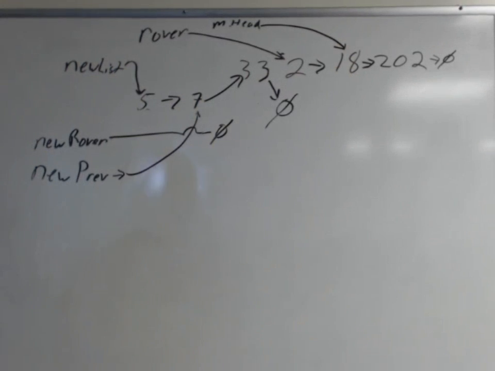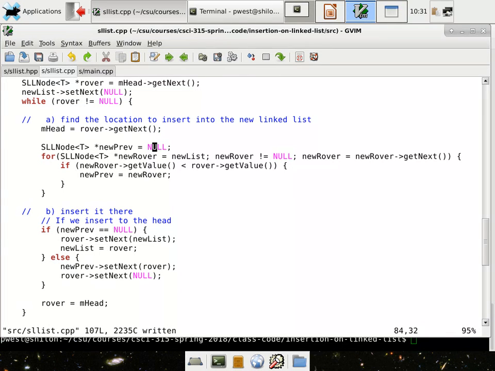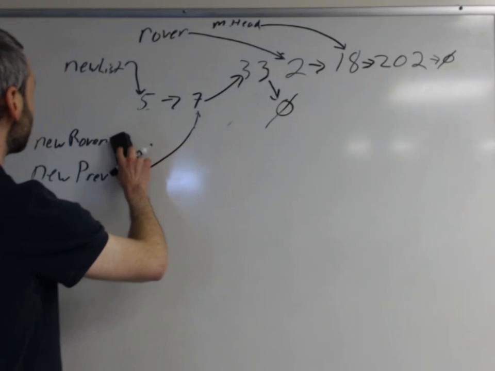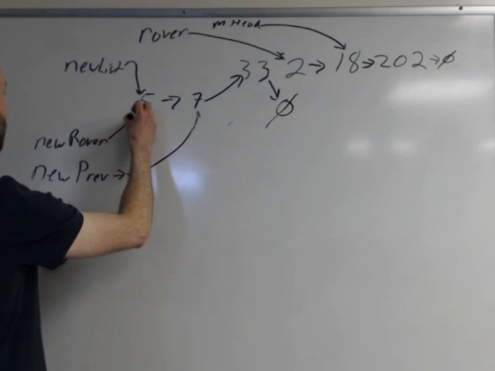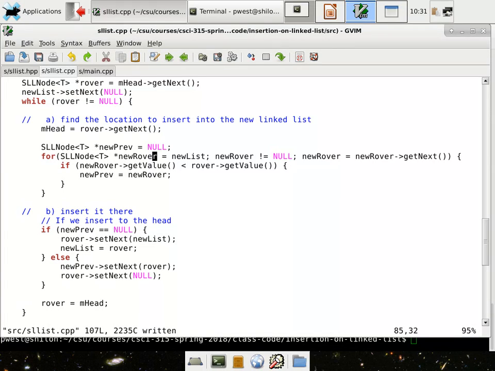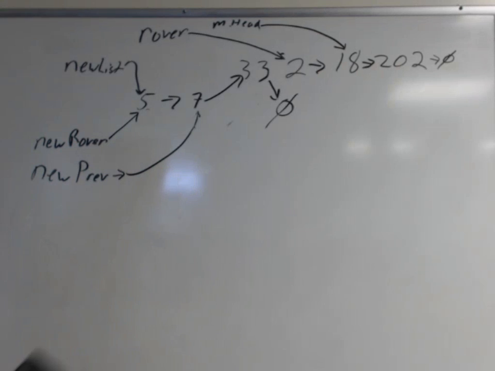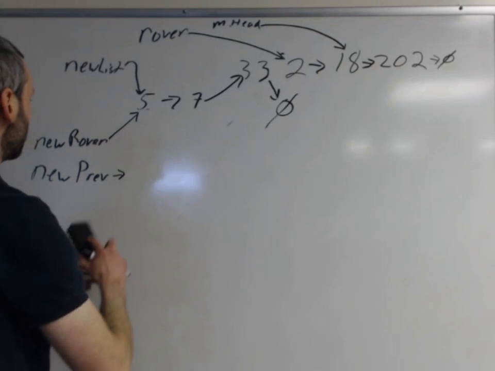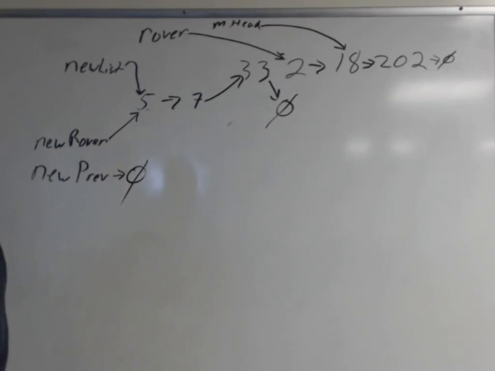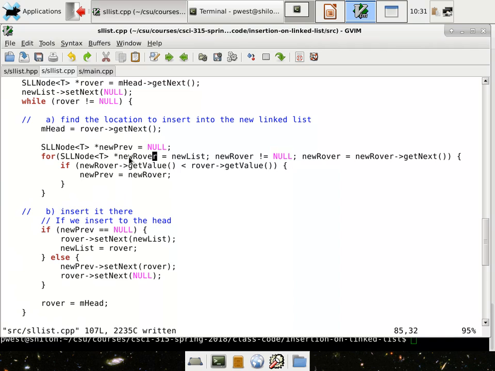Great. New rover starts at the new list. So instead of going to null, it's going to start right here at that 5. And did I forget to update the prev? Oh, I forgot to update prev to null. And of course, prev starts at null. So new prev is null. Rover starts at the new list. While rover is not equal to null, make it go next.